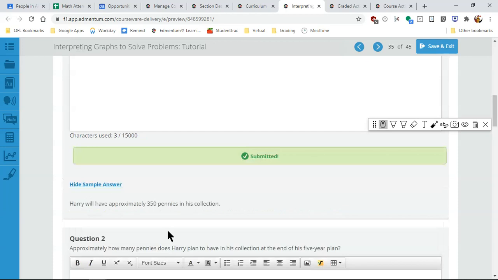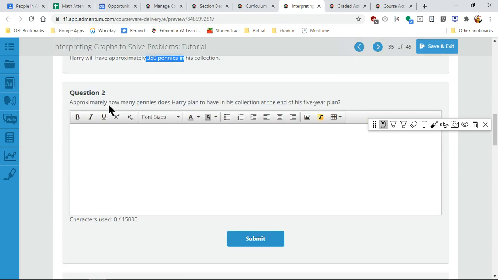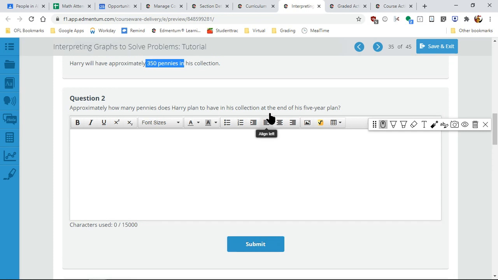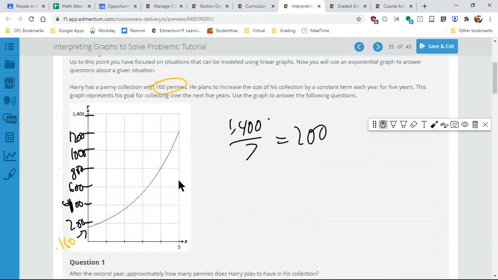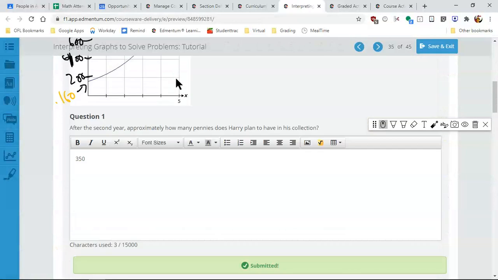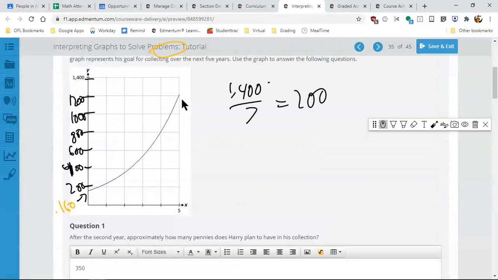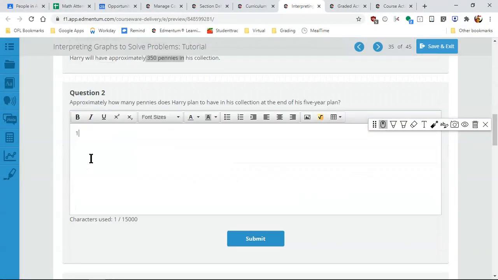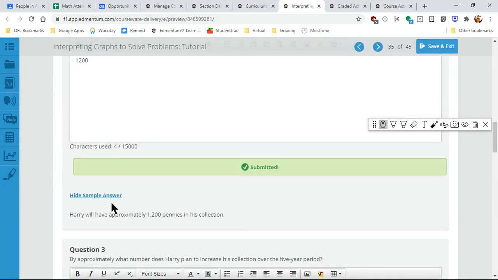So if you click submit, it's going to say, oh look, I guessed right. But if you're close to this 350, that's fine. Don't worry about getting it perfect. It's an approximation. Approximately how many pennies does Harry plan to have after his 5 years? So after 5 years, he plans to have about 1,200. Maybe it looks like it's a little bit more, but I'm going to say 1,200.